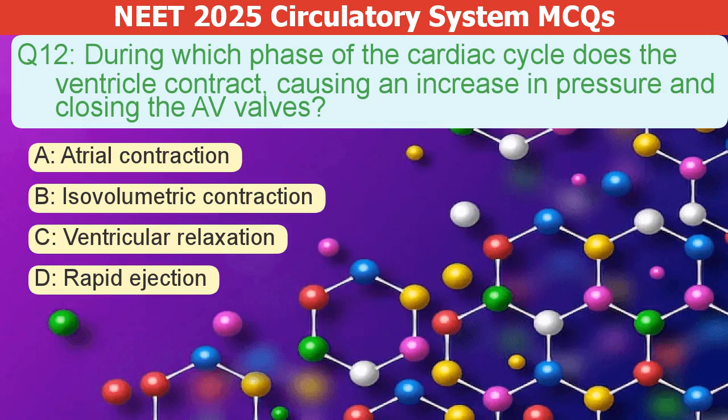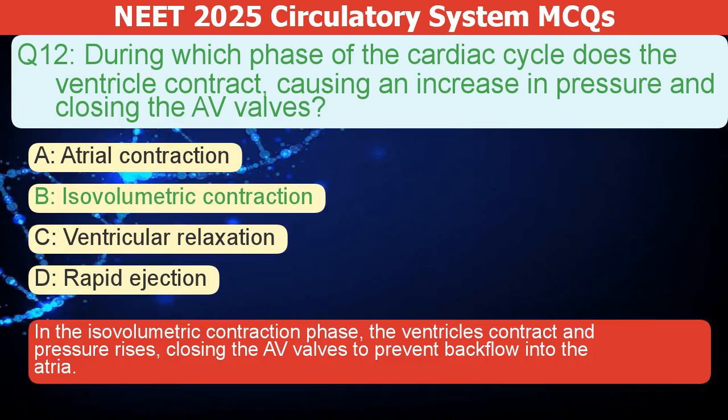During which phase of the cardiac cycle does the ventricle contract, increasing pressure and closing the valves? A. Atrial contraction. B. Isovolumetric contraction. C. Ventricular relaxation. D. Rapid ejection. The correct answer is B. In the isovolumetric contraction phase, the ventricles contract and pressure rises, closing the valves to prevent backflow into the atria.